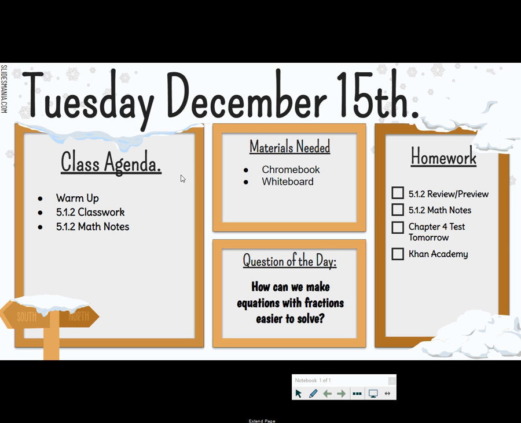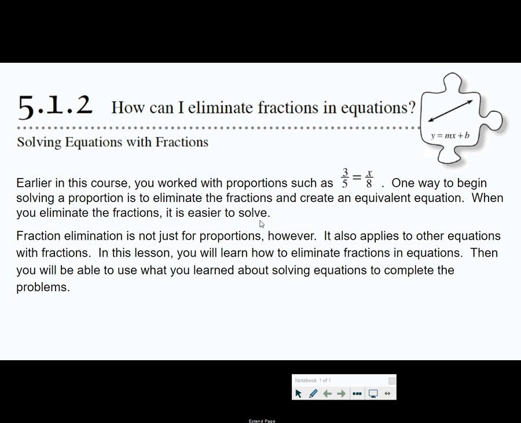It's Wednesday, December 15th. Today's classwork was 5.12, and it says, earlier in this course, you worked with proportions such as 3/5 equals x over 8. One way to begin solving proportions is to eliminate fractions and create an equivalent equation. When you eliminate the fractions, it is easier to solve. Fraction elimination is not just for proportions, however. It also applies to other equations with fractions. In this lesson, you will learn how to eliminate fractions in equations. Then you will be able to use what you learned about solving equations to complete the problems.